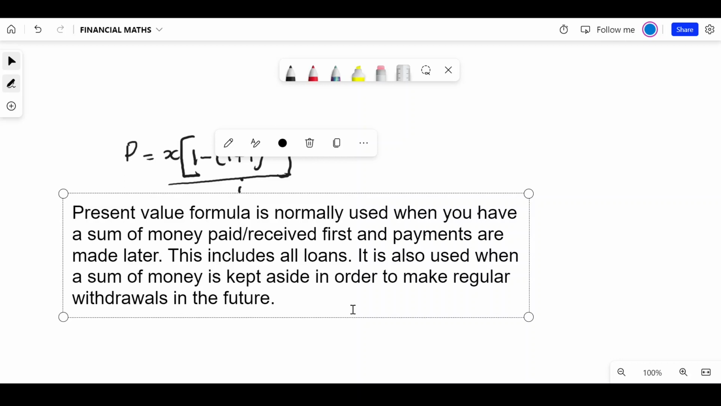Loan payments are also like that. We get the money now, we use it to buy something, then we are paying off. So in these cases, we use the present value formula.